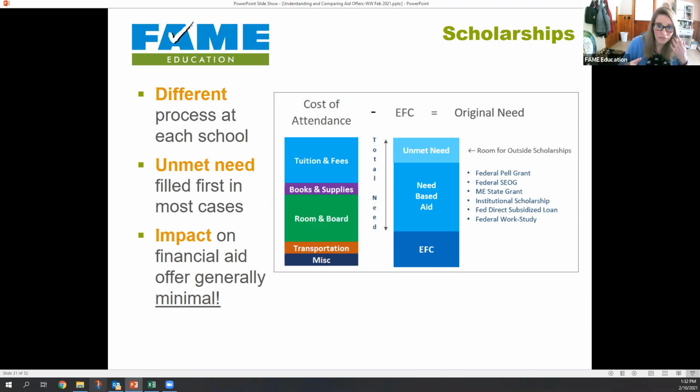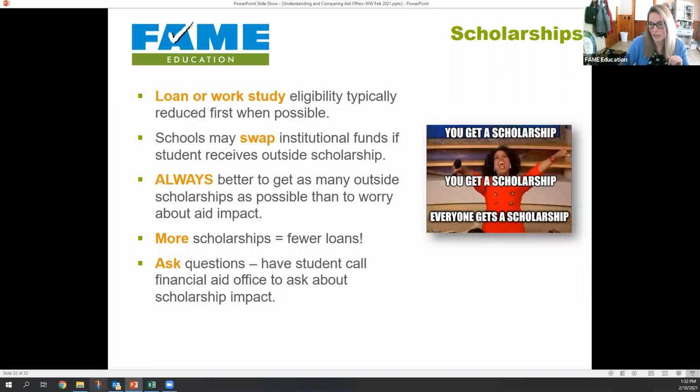You always want to report everything. And I look at it like every free scholarship dollar you have is one less dollar you have to borrow and repay with interest. So I'm never going to say don't apply for every scholarship you can because it might hurt your financial aid. If there's any impact, it's really going to be minimal.